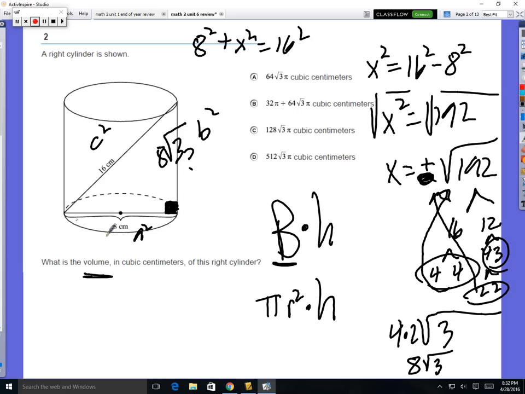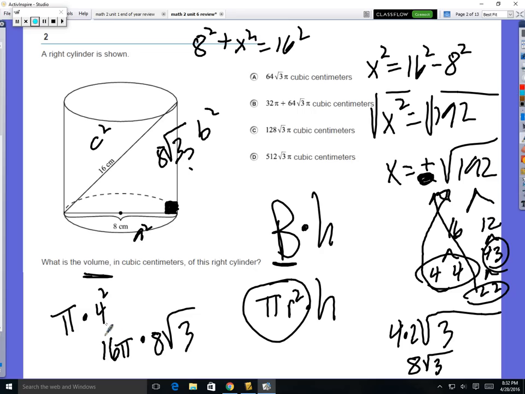So now the area of the base is all we're going to find, and it is pi r squared, so it's going to be pi times 4 squared. So that is going to simplify to 16 pi. And then we do 16 pi times the height, which is 8 square roots of 3. So the 16 times the 8 gives you 128 pi square root of 3. And that matches with C.